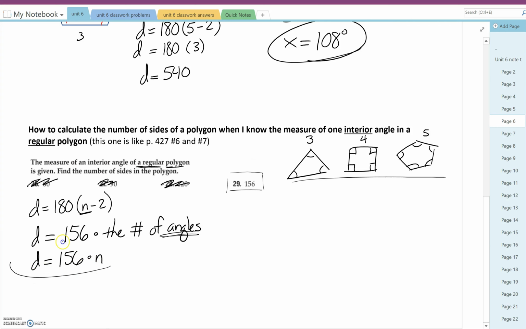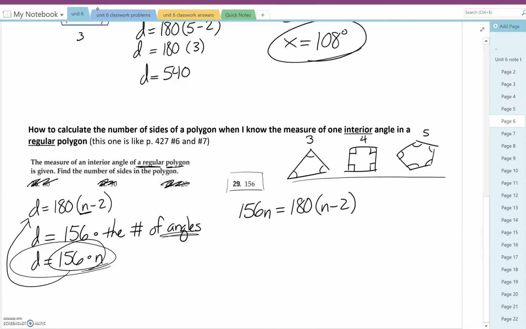So now that I know that D can be re-represented as 156N, I can take this 156N and substitute it in there for D. So my equation now, instead of being D equals 180 times N minus 2, it's going to be 156N equals 180 times N minus 2. Now my equation only has one variable, and now I can actually solve it.